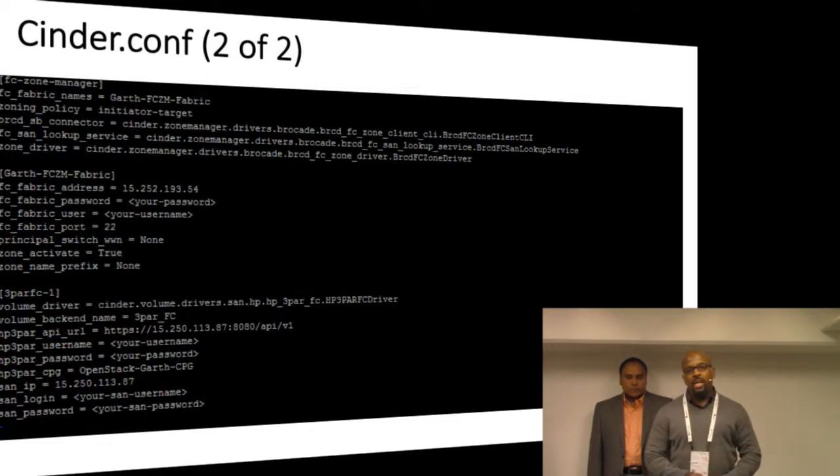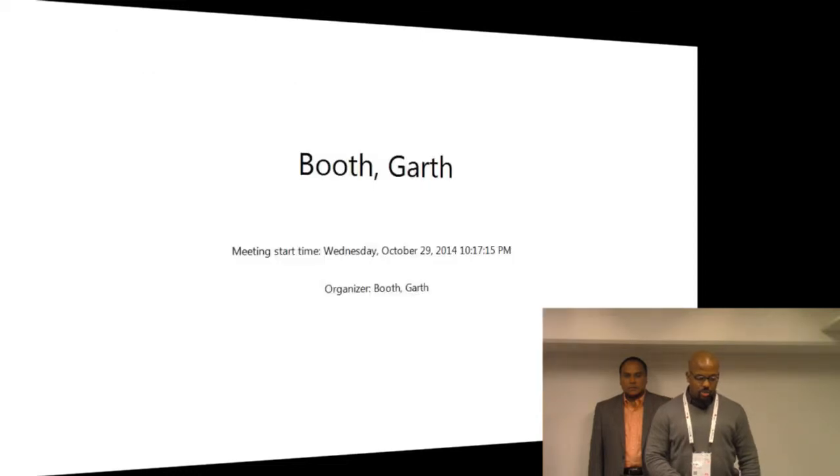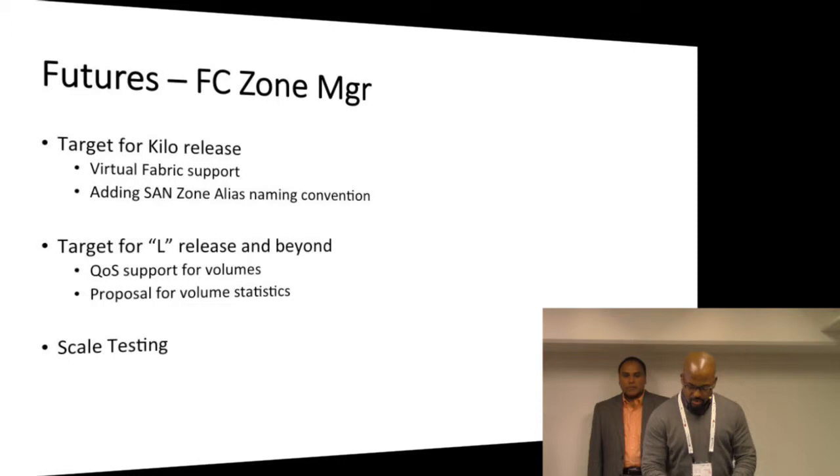Okay, all of this is documented in the admin guide, so this is just an example that shows you a Brocade fabric in a 3PAR array. So with no further ado, let me go ahead and actually start the demo here.